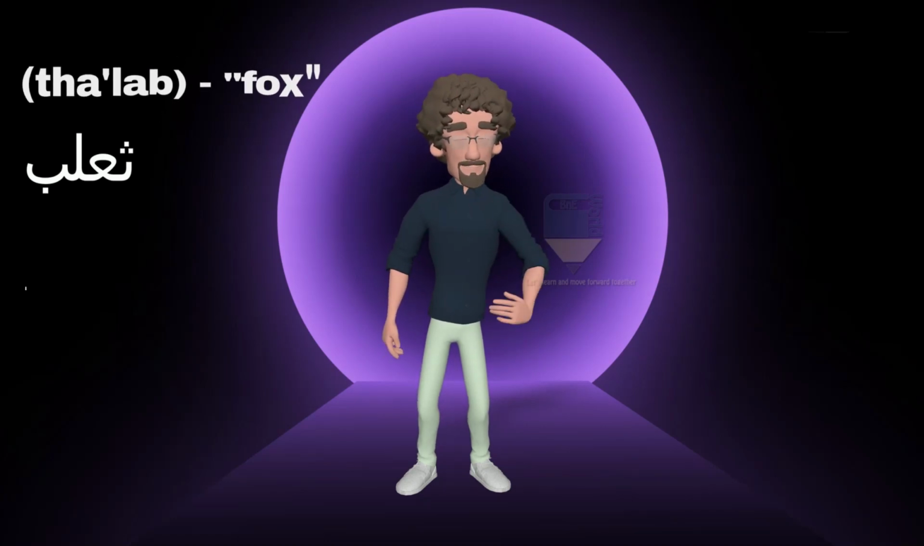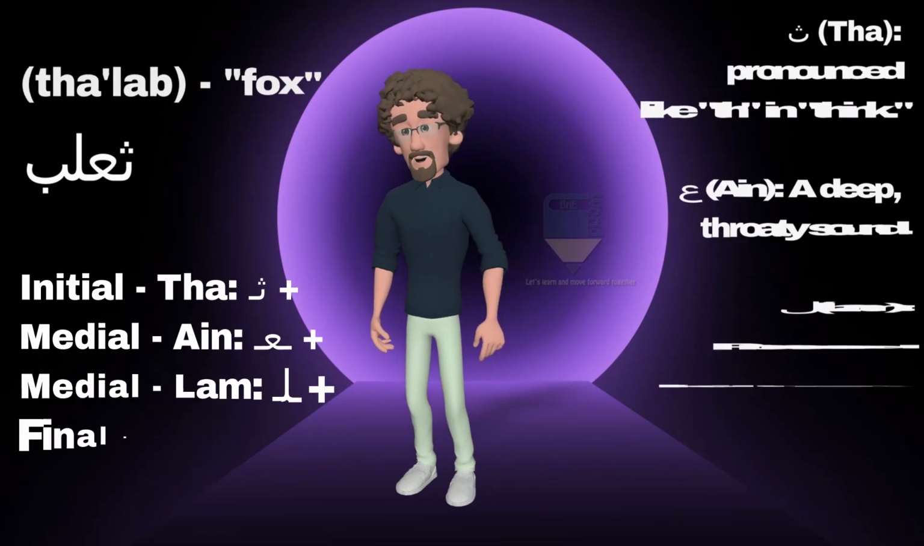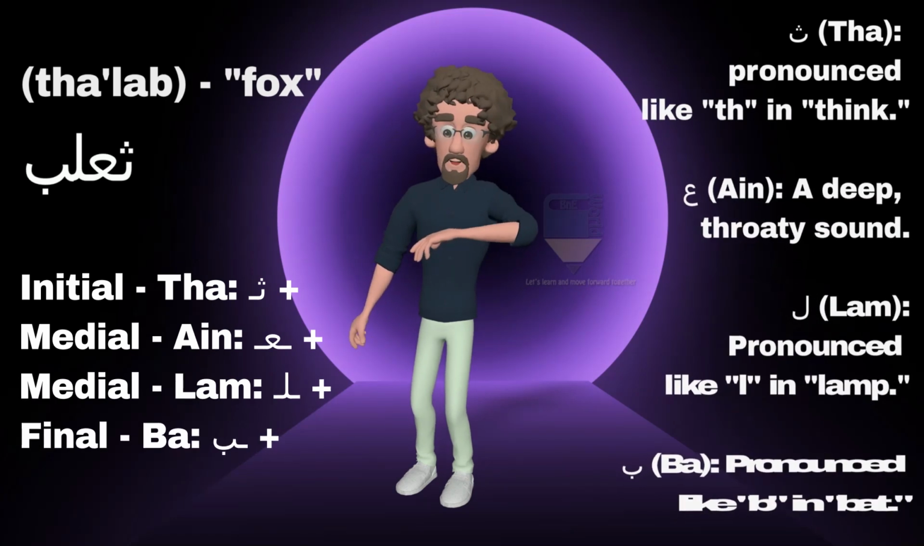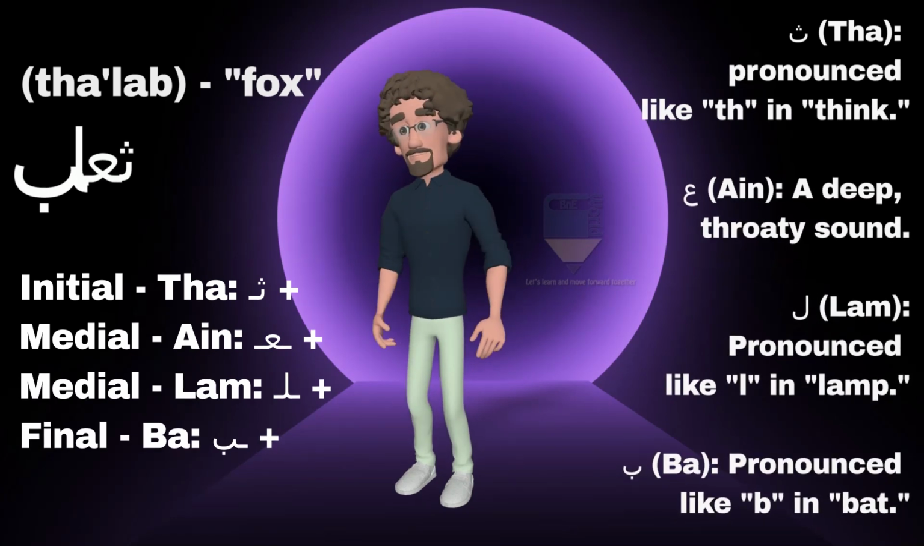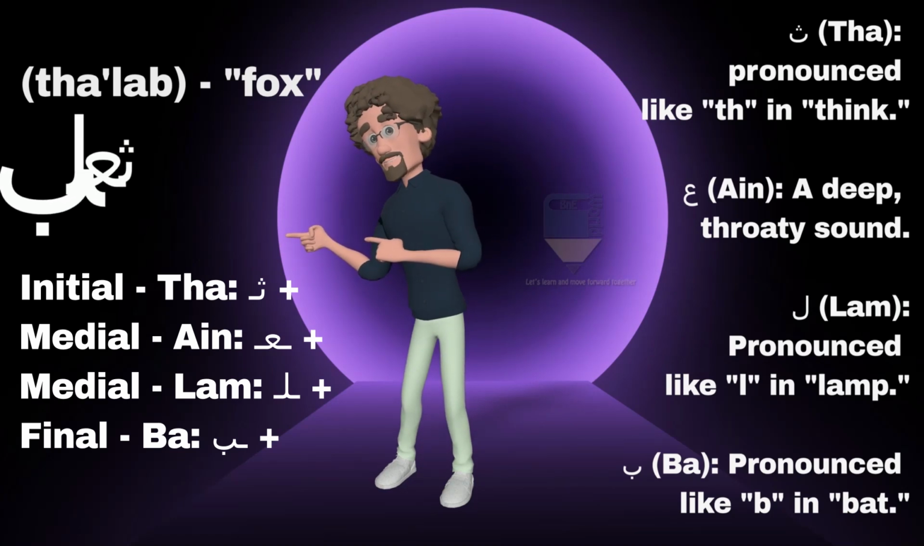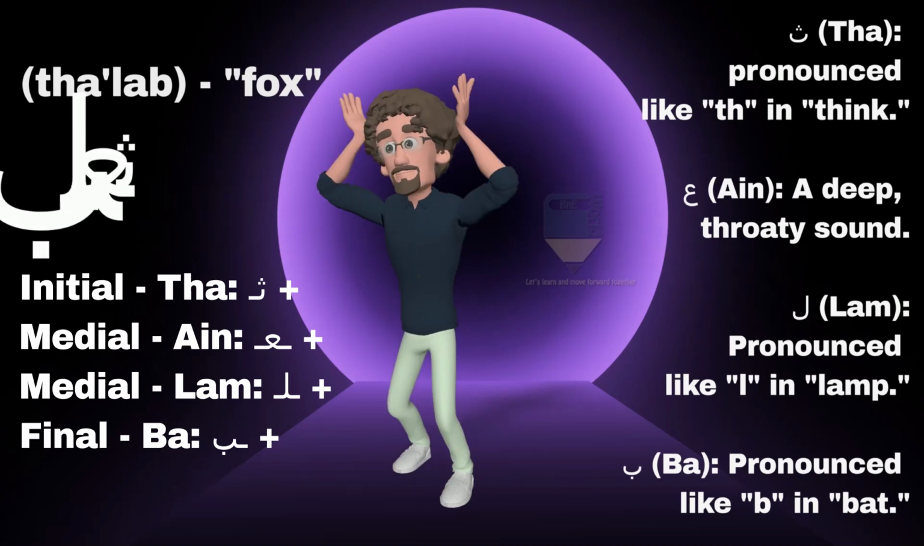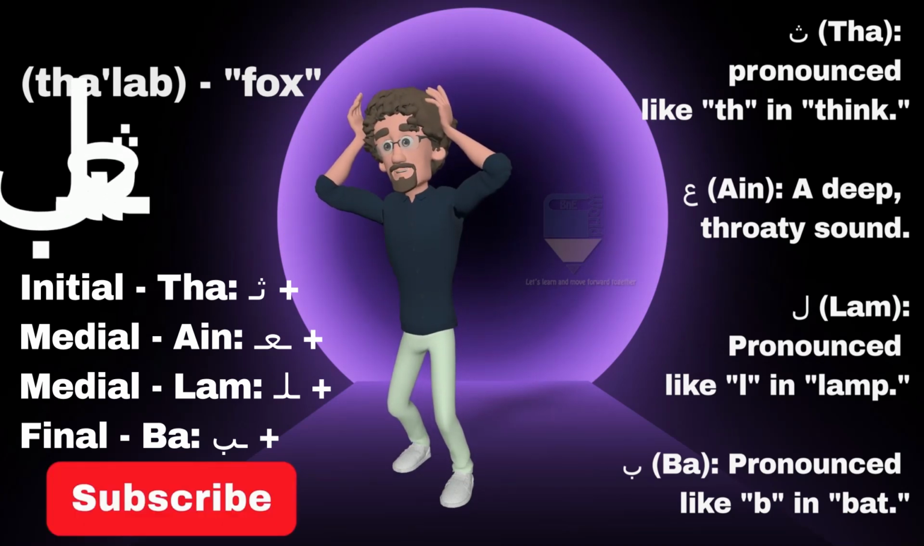Breakdown of the word Thalab. The first letter Thaa, pronounced like th in think. Ain, a deep, throaty sound. Lam, pronounced like L in lamb. Ba, pronounced like B in bat.